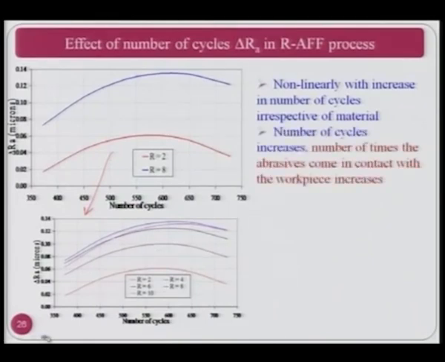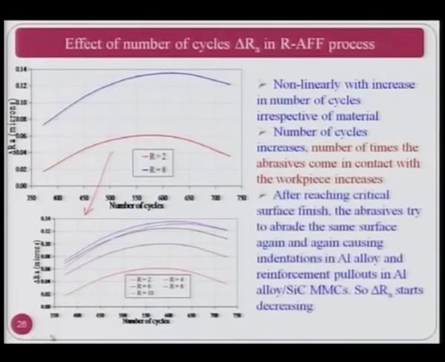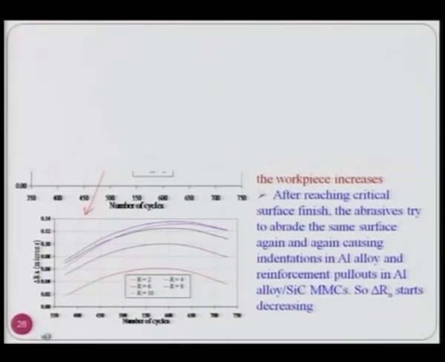As the number of cycles increases, the number of times the abrasives come in contact with the workpiece increases, therefore you get a higher value of delta RA. After reaching critical surface finish, the abrasives try to abrade the same surface again and again, causing indentation in aluminum alloy and reinforcement pullouts in aluminum alloy silicon carbide metal matrix composites. So delta RA starts decreasing, as you can clearly see in both these figures.